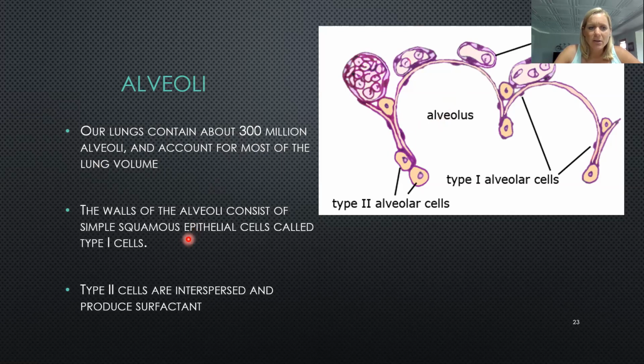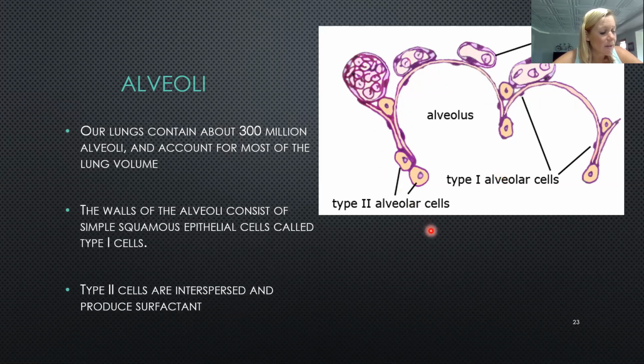What does each of these look like? The walls of the alveoli consist of a simple squamous epithelium, so again, flattened cells, and they're called type 1 cells. They also have type 2 cells interspersed, which produce a product known as surfactant, and we'll talk about that in just a second. Other facts about alveoli: the walls are extremely thin. Think of a cobweb, and that's how thin the alveolar walls are.